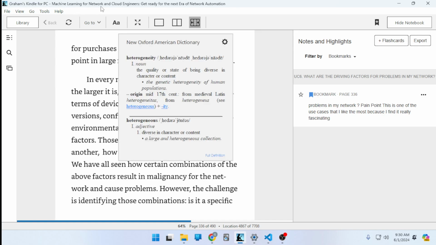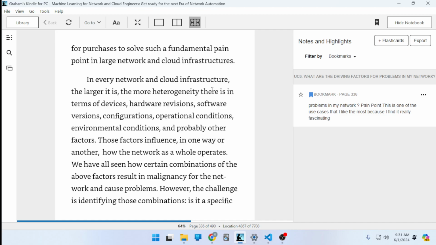So I'm not sure what's meant by heterogeneity. Okay, so what this means is the quality or state of being diverse in character or content. For some reason, I kind of thought the author was saying that they are more the same the larger it gets, but no, it's the opposite of that.